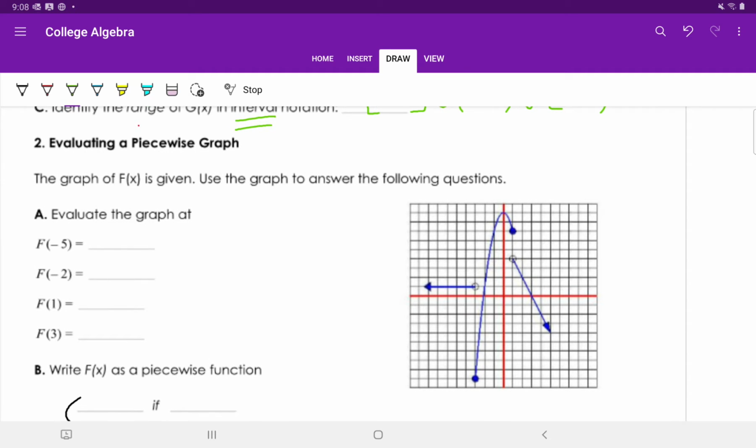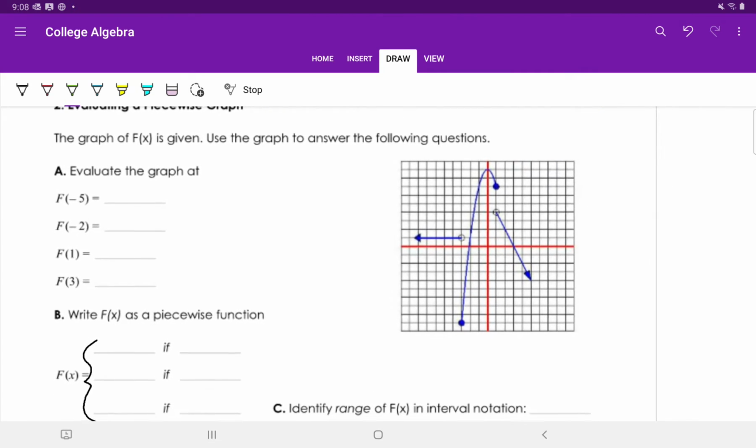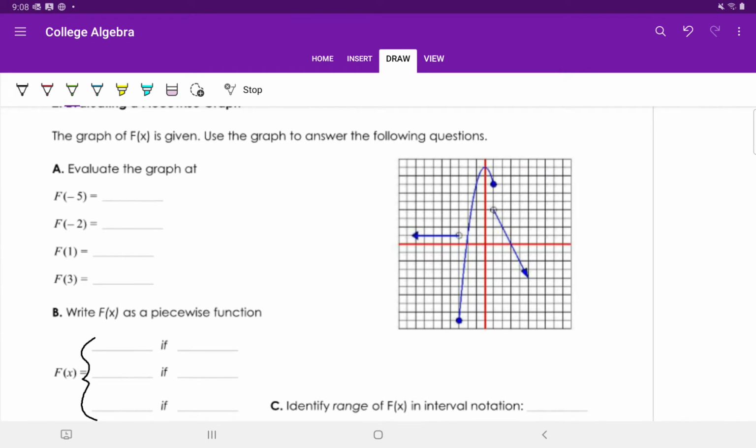For part 2, we've got another piecewise function, but this time they gave us a picture, and they want us to write the function. So A is very similar to the last problem where they're giving you an x value, they want you to find the y value. The easiest way to do this is going to just be to look at the picture. So you'd find your x value, say -5, 1, 2, 3, 4, 5, and then your y value at that point, plug it in, or write it there on the line.